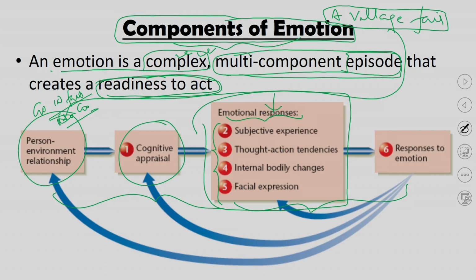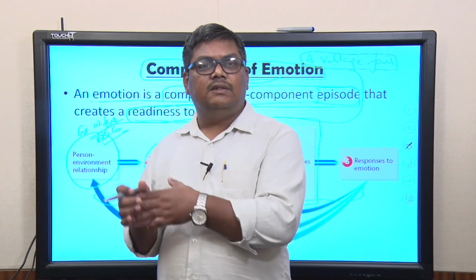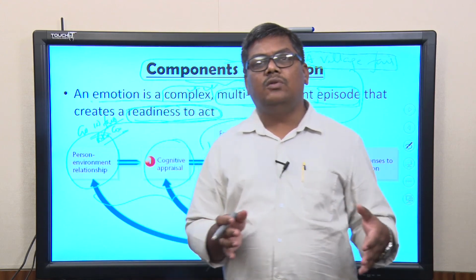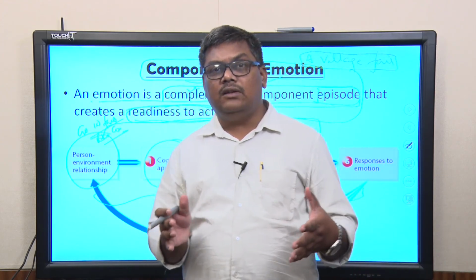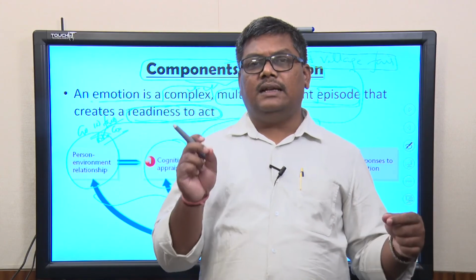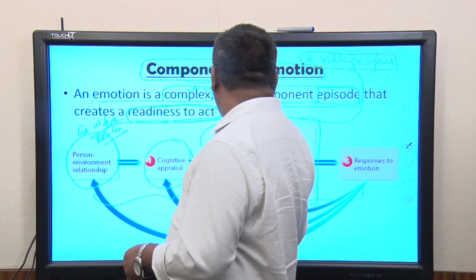The third step is subjective experience. Once you appraise the situation, people will have different feelings, different subjective experiences. As I said, some people might have had bad experiences with fairs, some people might have had good experiences with fairs, and that decides how you are going to feel in the present fair. Once you decide to enter the fair and you appraise that this is a good kind of fair or a bad kind of fair, you will have subjective experiences.